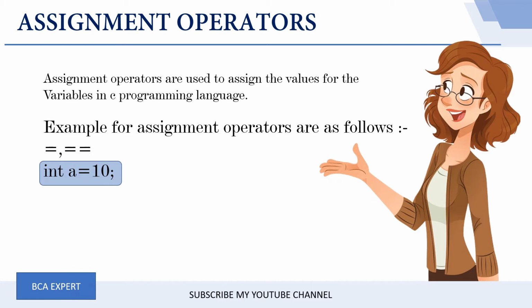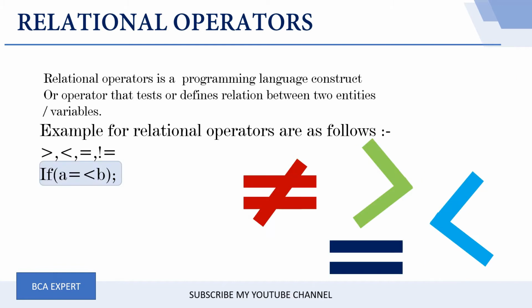Let us move on to the next type of operators, which are relational operators. A relational operator is a programming language construct or operator that tests or defines the relation between two entities or two variables. Examples of relational operators are greater than, less than, equals to and not equals to. Let us understand relational operators in a better way.